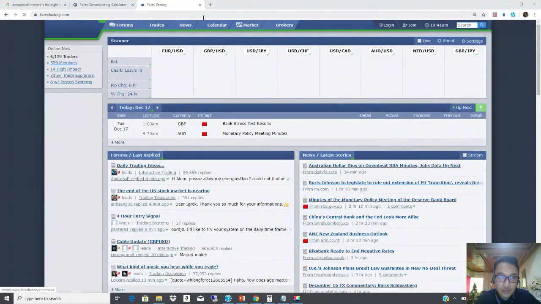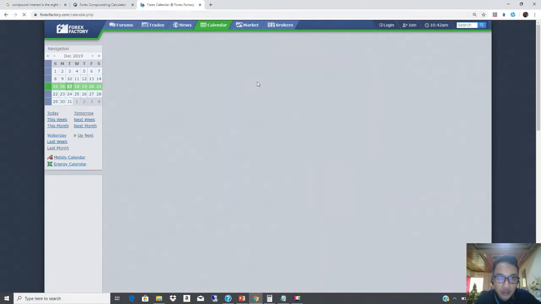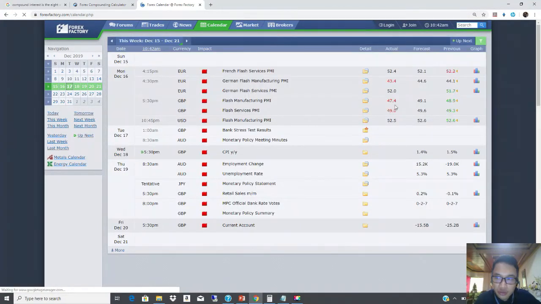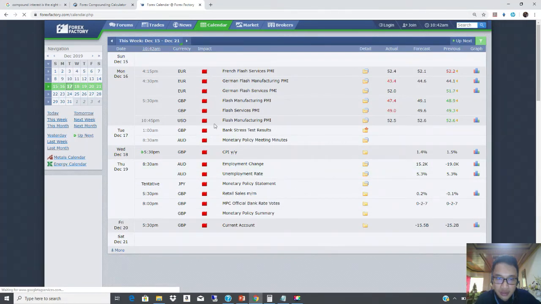If you look at forexfactory.com, you can go to the calendar side, and here you can see some high impact news. To filter, you just tick the red and gray folder, then apply filters, choose the currency that you want to look at, and then you can see high impact news.